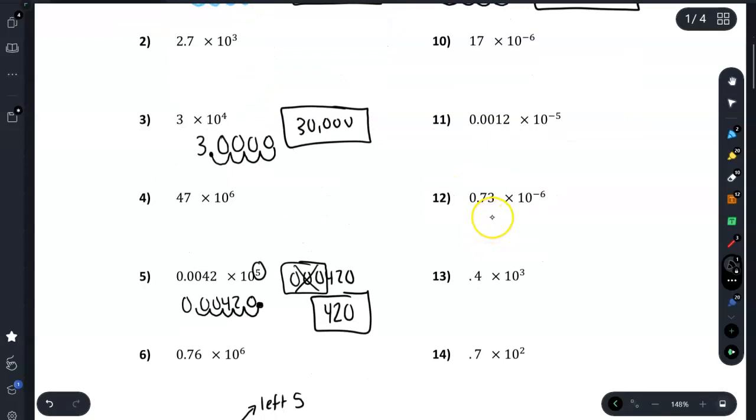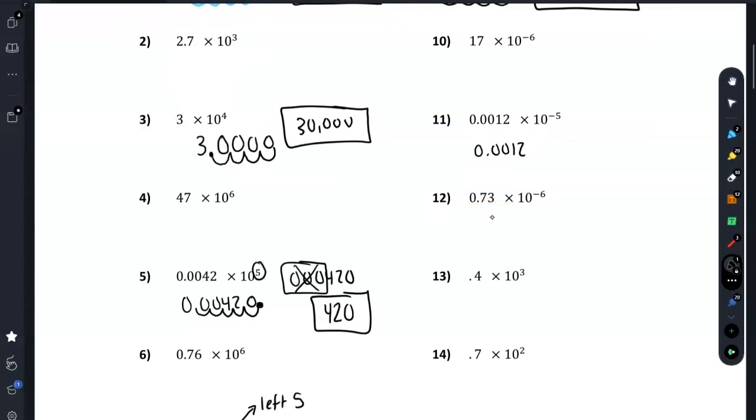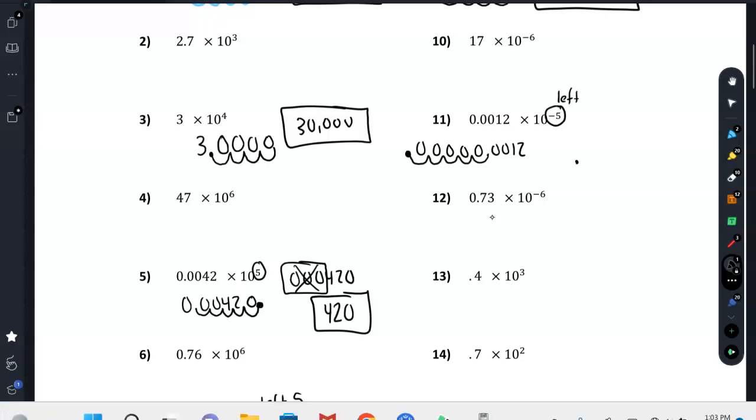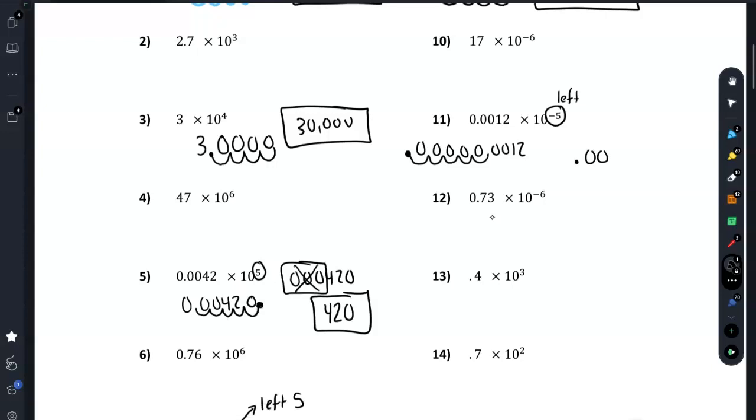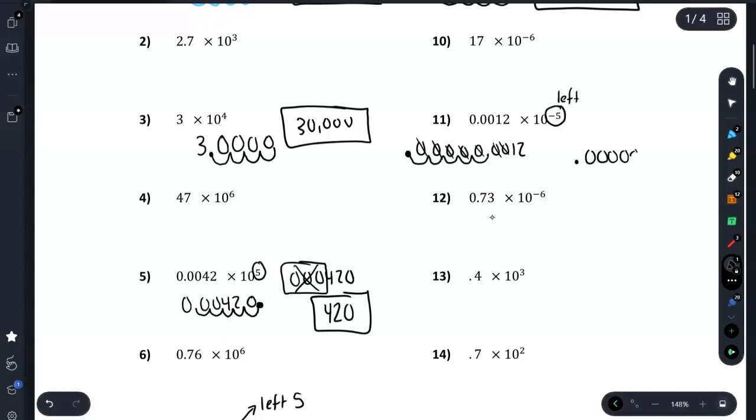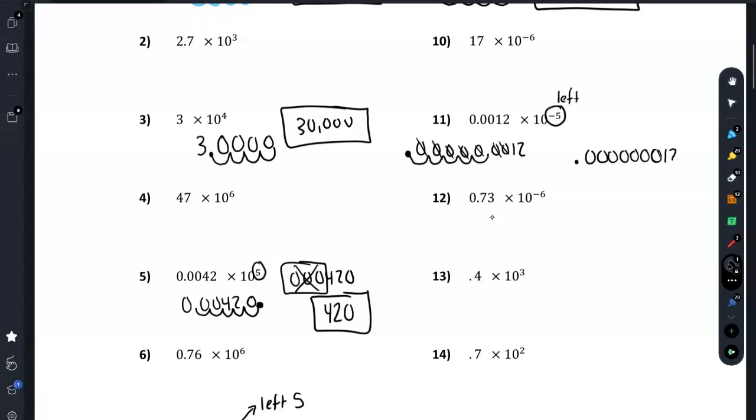Number 11, I have 0.0012, and I'm going to move that 5 times to the left once again. So 1, 2, 3, 4, 5. So in this case, I'm going to have a lot of zeros behind my decimal. If I can count 1, 2, 3, 4, 5, 6, 7. And I probably shouldn't have struck through them because I don't want to delete them. I was just counting them. But 1, 2, 3, 4, 5, 6, 7. So I have 7 zeros and then the 1, 2.